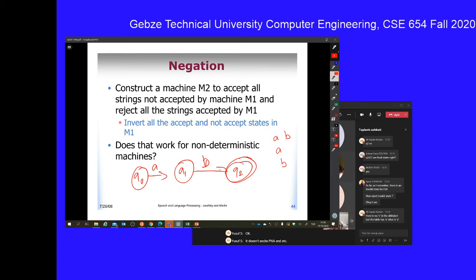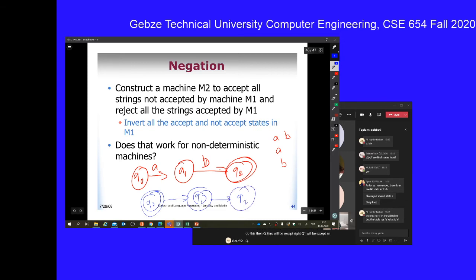So what should I do? What it says is: invert all the accept and not accept states in M1. So I am going to do this then. Q0 will be accept, right? Q1 will be accept, and Q2 will not be an accept.